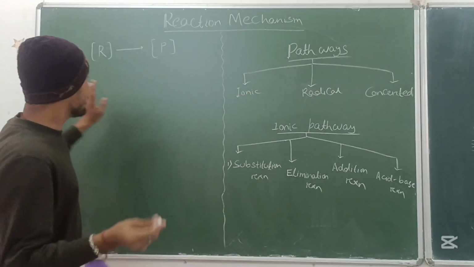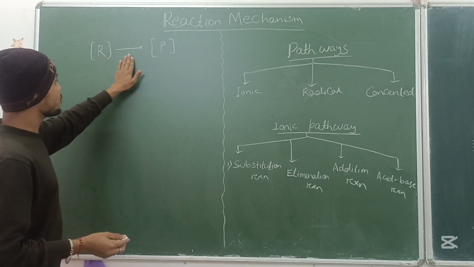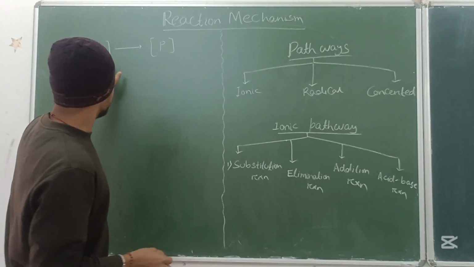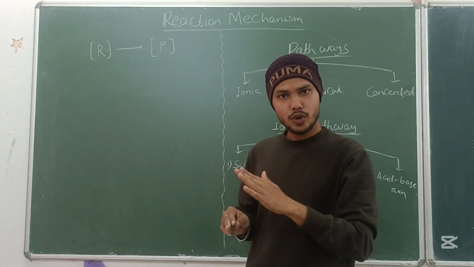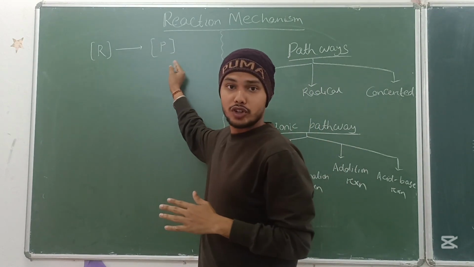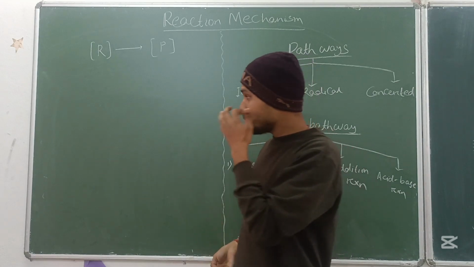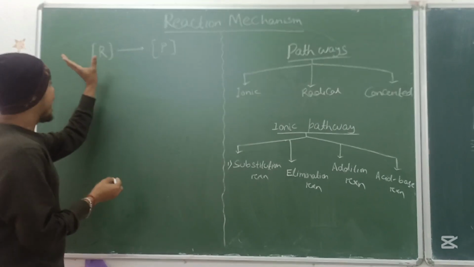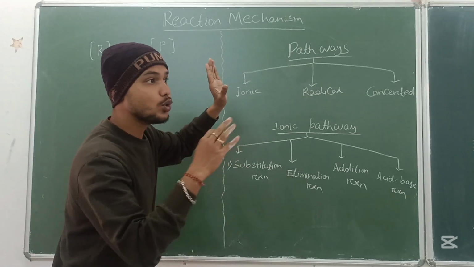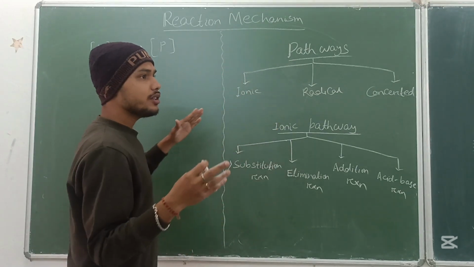So let's start. You know that in a reaction, a reactant converts into product. That means in a reaction, the old bond of the substrate breaks down and a new bond forms in the product. So you know how this reactant converts into product. That means which pathway is followed.